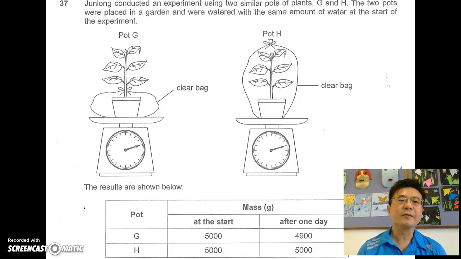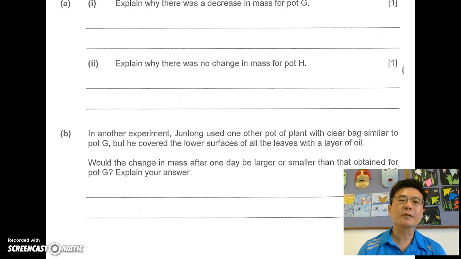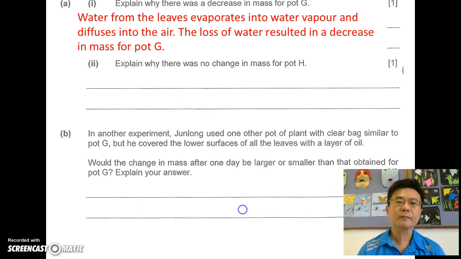Question 37. Junlong conducted an experiment using 2 similar pots of plant. The 2 pots were placed in a garden and were watered with the same amount of water at the start of the experiment. Explain why there was a decrease in mass for pot G. Water from the leaves evaporates into water vapor and diffuses into the air. The loss of water resulted in a decrease in mass for pot G.